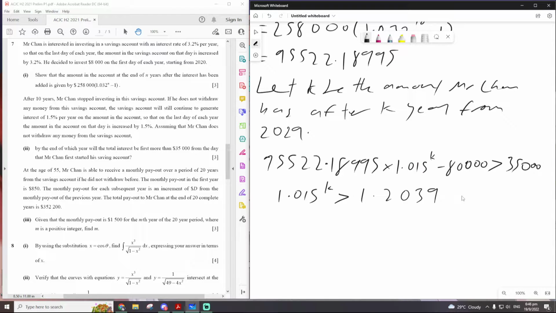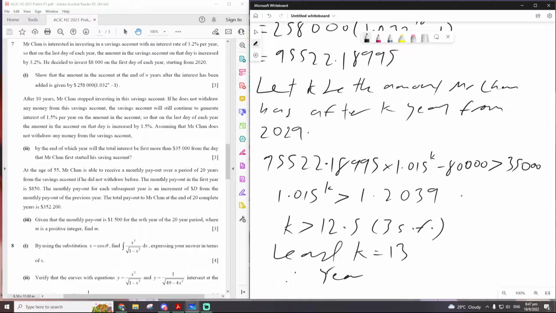And if you solve this inequality, which you will use log, or you can use your graphing calculator if you want, you will get k more than 12.5, 3SF. Okay, least k equals 13, so it will be 13 years after 2029, which is year 2042. Okay, so that will be part 2.